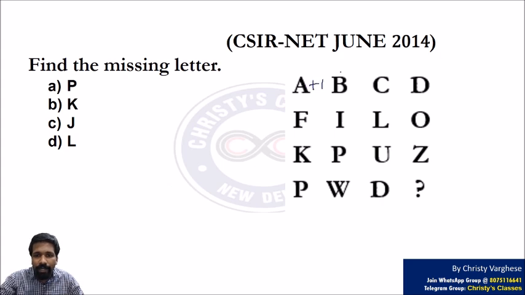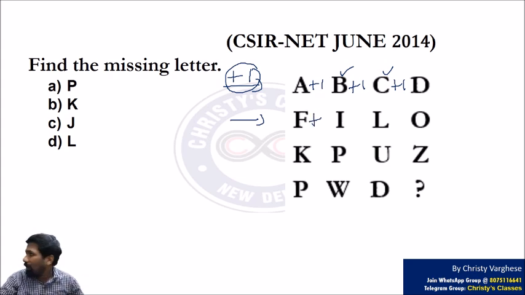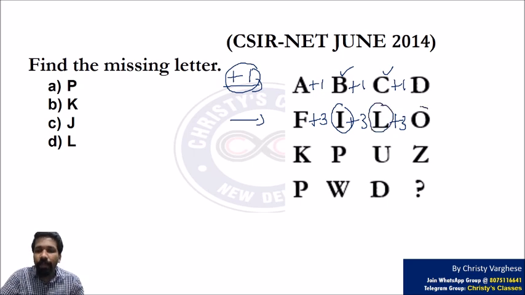A plus 1 is B, B plus 1 is C, C plus 1 is D. The first row is following a plus 1 pattern. Now F plus 1 is not I, so the second row is following another pattern. E, F, G, H, I: F plus 3 is I, I plus 3 is L, L plus 3 is O. The third letter from the corresponding letter will be the next letter. So here it is a plus 3 pattern.